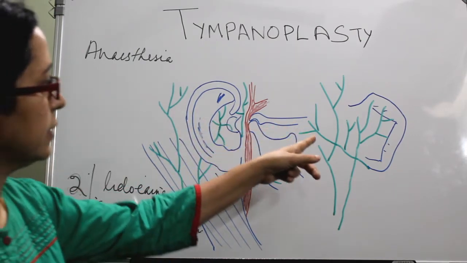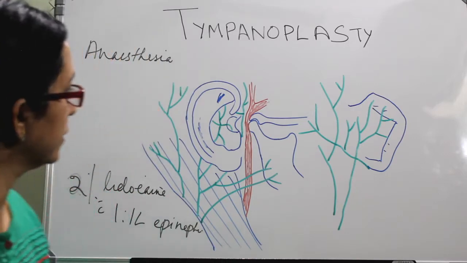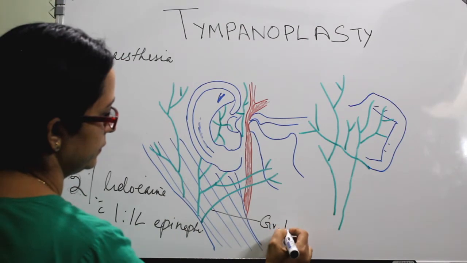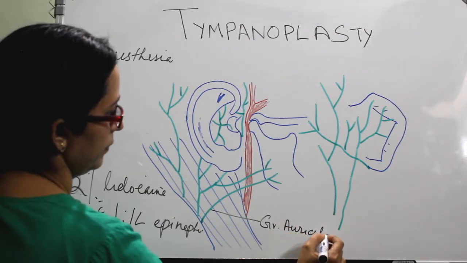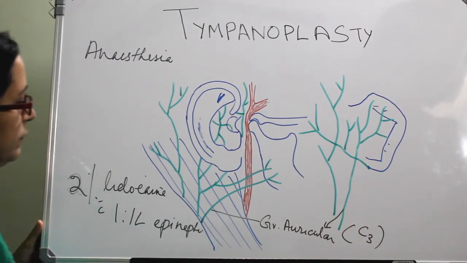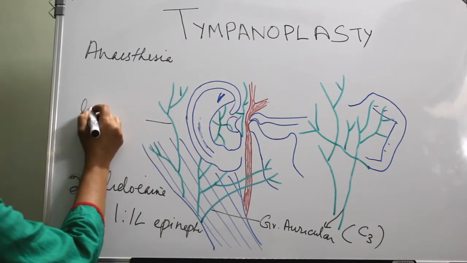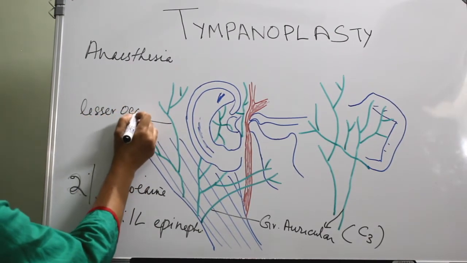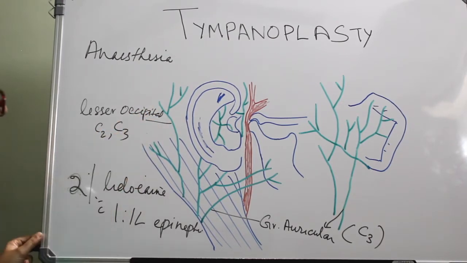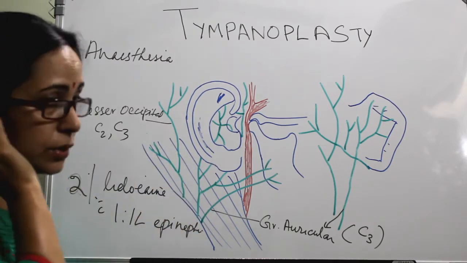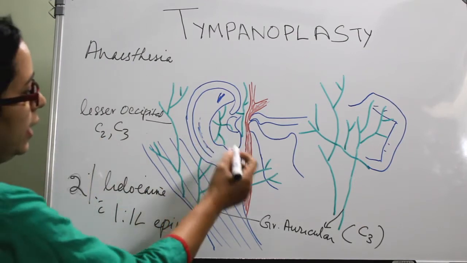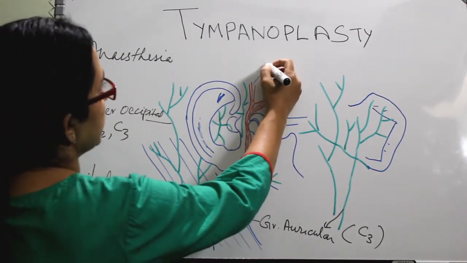This is the nerve supply of the ear. Here you can see this is the greater auricular nerve. This one, that is C3. This is the lesser occipital, that is C2 and C3. So the posterior aspect and also the ear lobule area are supplied by the greater auricular and also the lesser occipital. And this, which artery is this? This is the superficial temporal artery.